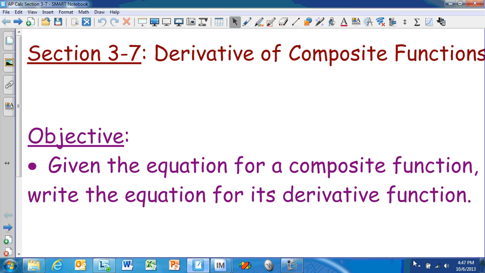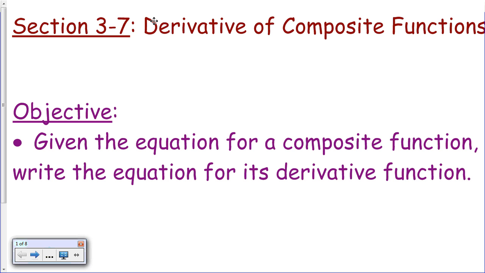Section 3-7 is on the derivative of composite functions. The objective of this section is, given the equation for a composite function, write the equation for its derivative function. If you recall, in section 3-4, you've learned some techniques for finding derivative functions. You've learned some rules already.